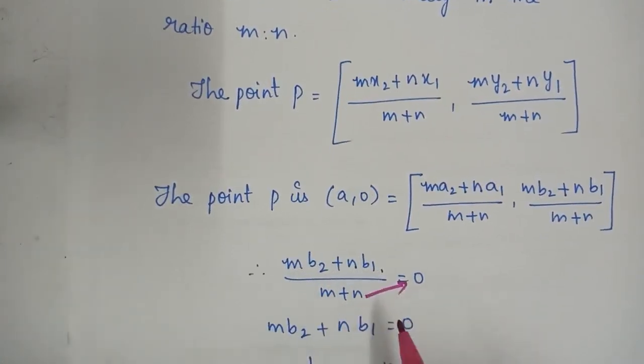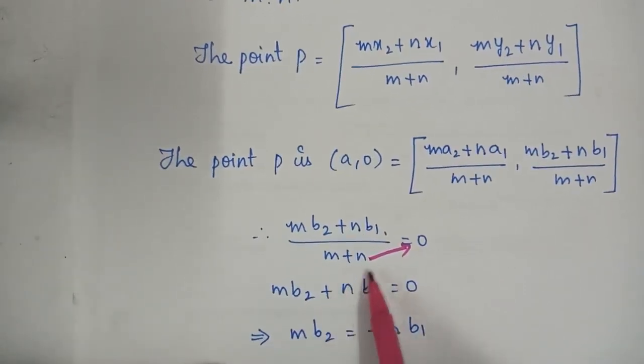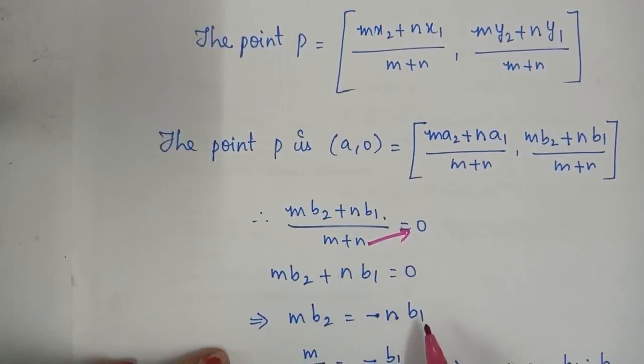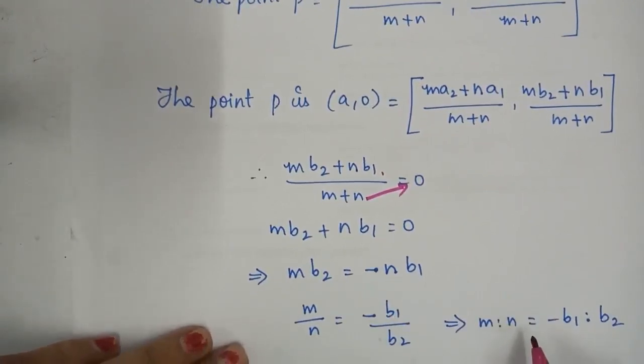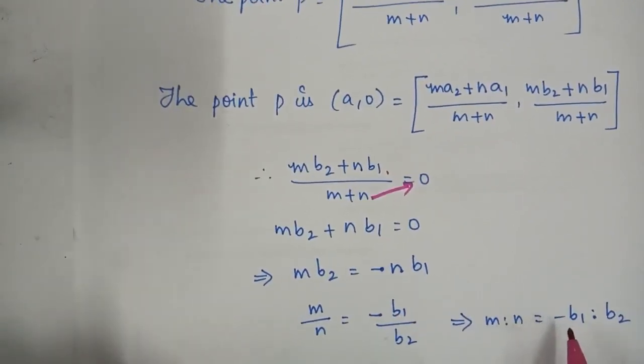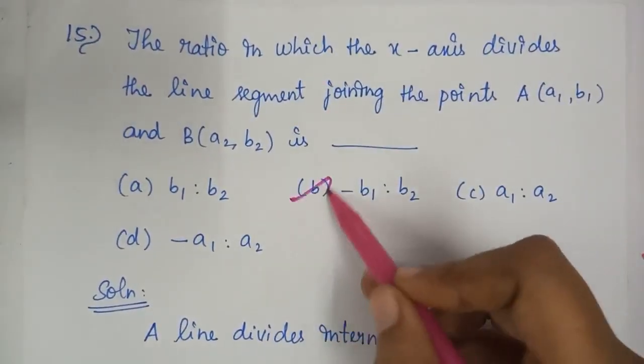If you cross multiply, you get 0. So mb2 plus nb1 is equal to 0. We are taking nb1 to the right hand side, you get -nb1. So m by n is equal to -b1 by b2, that is, in the ratio m is to n is equal to -b1 is to b2. So the correct option is option B, -b1 is to b2.